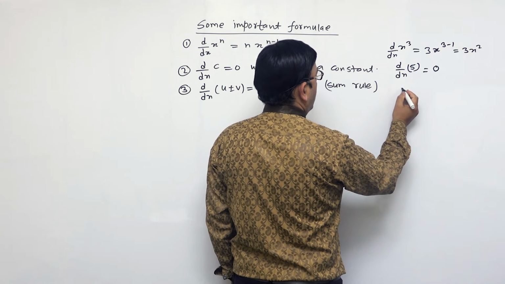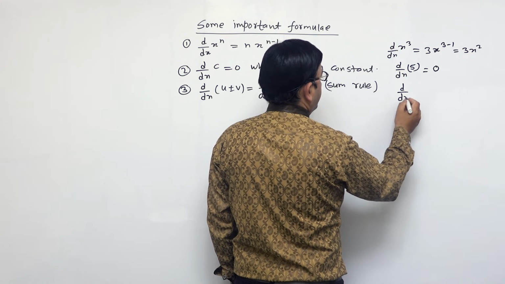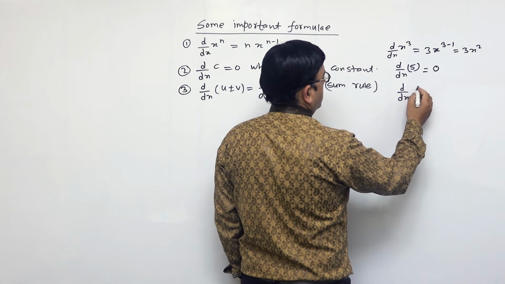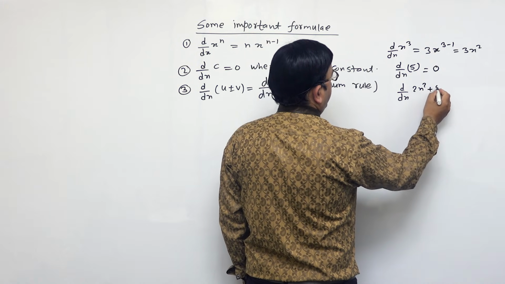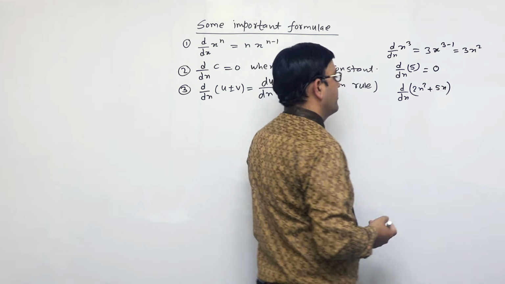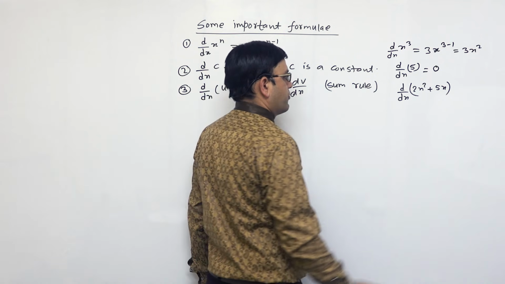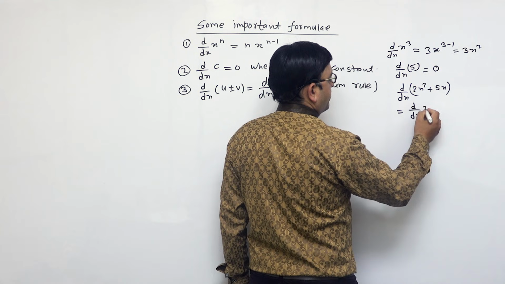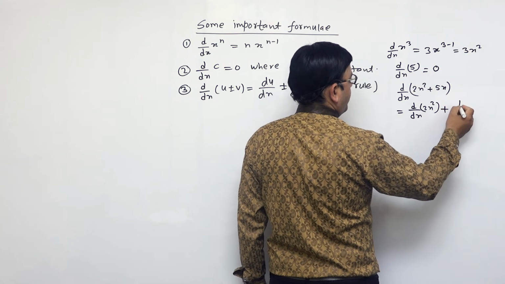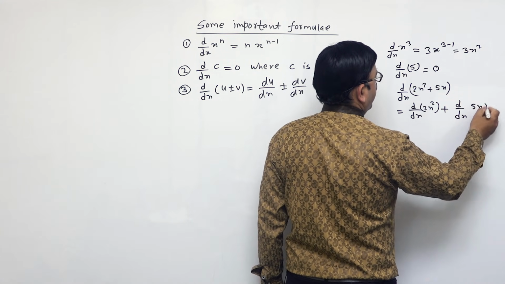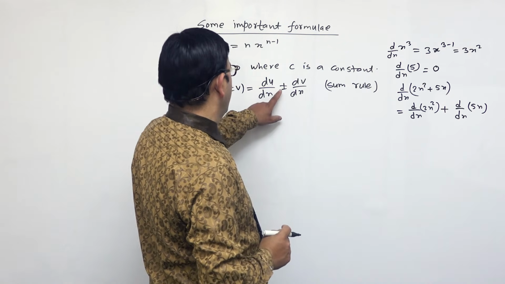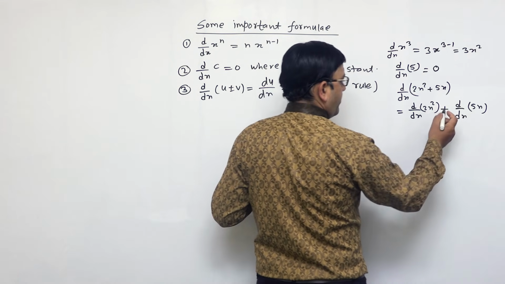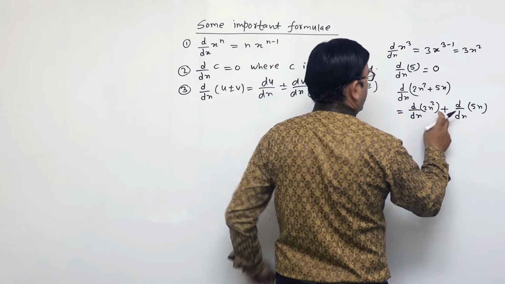we have here example, derivative d by dx of suppose 2x square plus 5x. So what is the derivative of this one? So we use sum rule, means this we can write d by dx of 2x square plus d by dx of 5x. So here is plus or minus. So in case of minus, if here is minus, then we'll write here also minus.